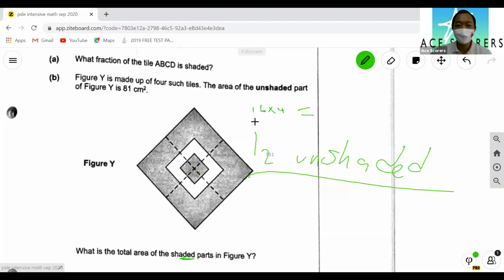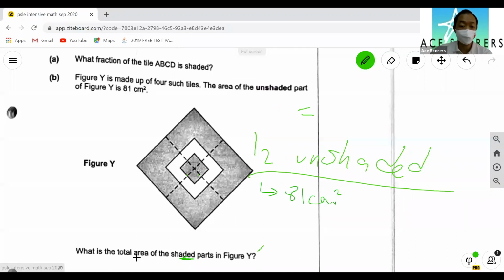Okay, we take 16 times 4, right? Do you need to find the total area of the unshaded? No need, because there's 12 unshaded, and 12 is 81, right? So this is 81 cm squared.